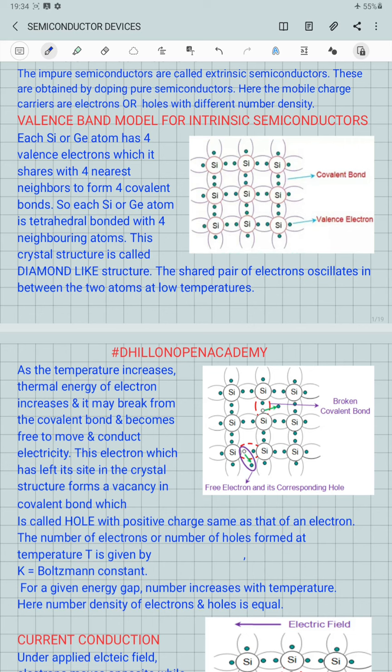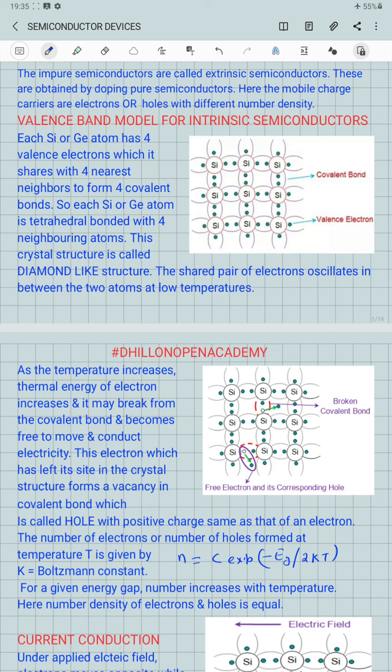The number of electrons or the number of holes formed at any temperature T is given by the equation N equal to C into e raised to power minus Eg over 2kT, where C is a constant, Eg is the energy gap between the conduction band and the valence band, k is the Boltzmann constant, and T is the temperature. For a given energy gap, this number increases with the temperature.